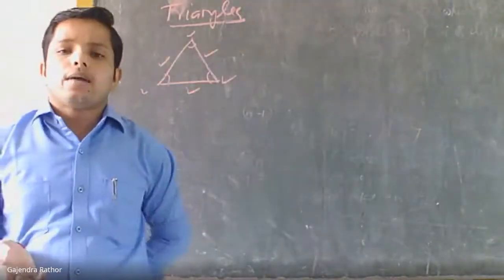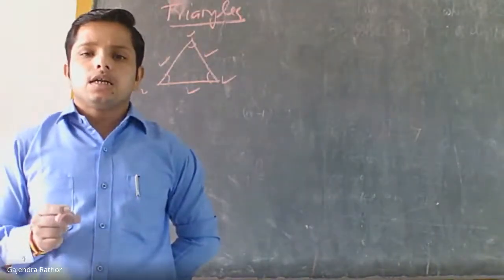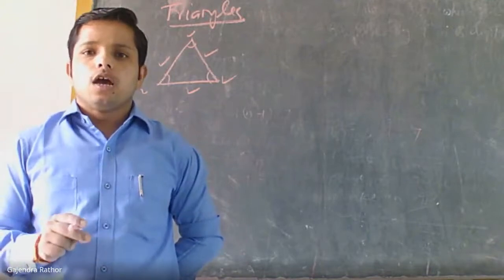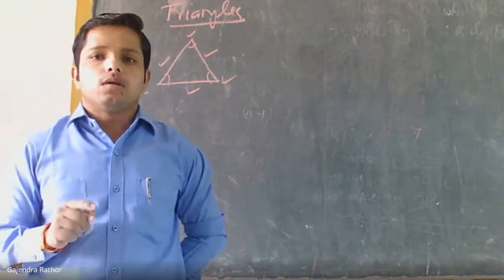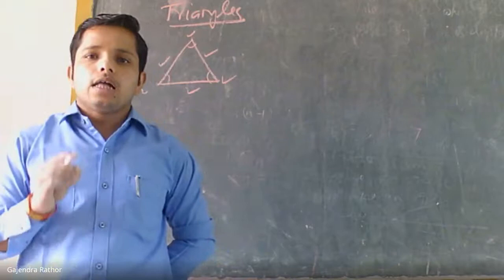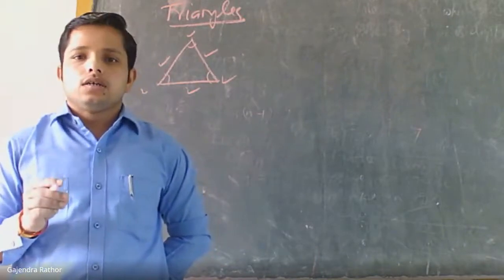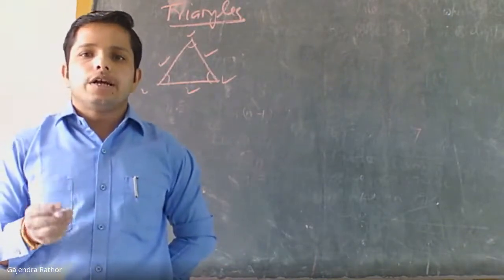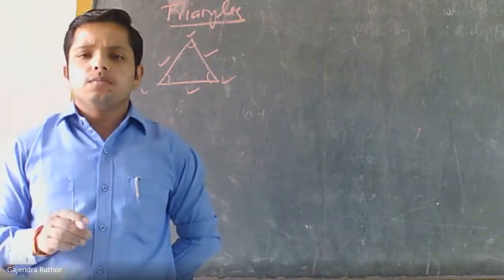As for example, in the previous chapter, chapter number 6, we proved one theorem, that the angle sum of a triangle is 180 degrees. We could prove this theorem.